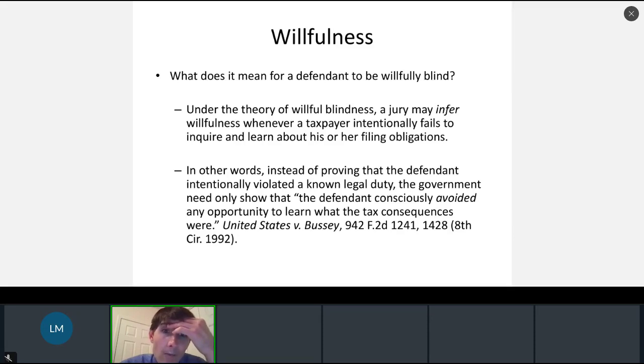You can see here that that's really taking away a heightened standard of willfulness that the government would otherwise be required to prove, and substituting this watered down version of a defendant consciously avoiding any opportunity to learn what the tax consequences were.